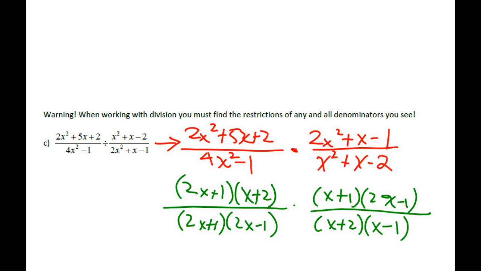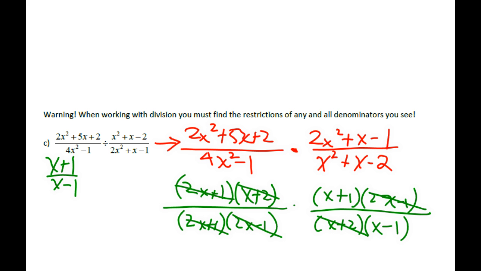Canceling out common factors, I see that I've got a 2x plus 1 and a 2x plus 1 that are gone, a 2x minus 1 and a 2x minus 1 that are gone, and an x plus 2 and an x plus 2 that are gone. So lo and behold, my final answer to this is just x plus 1 over x minus 1.